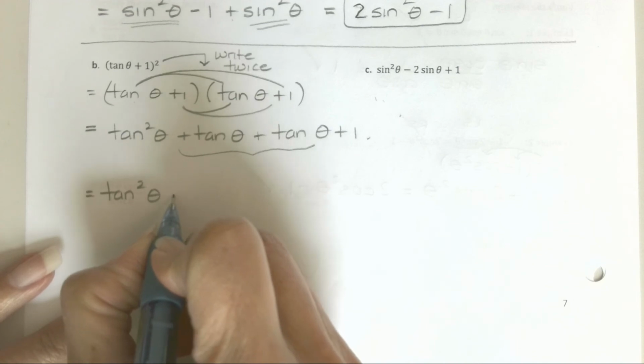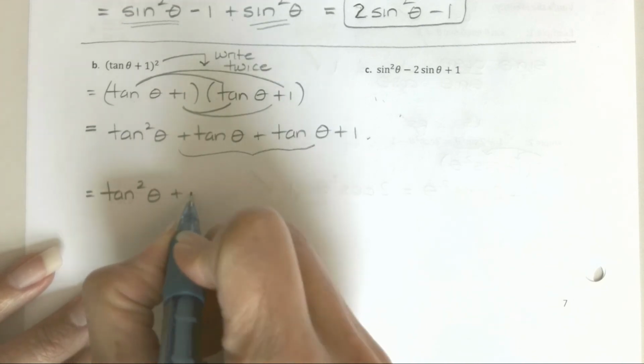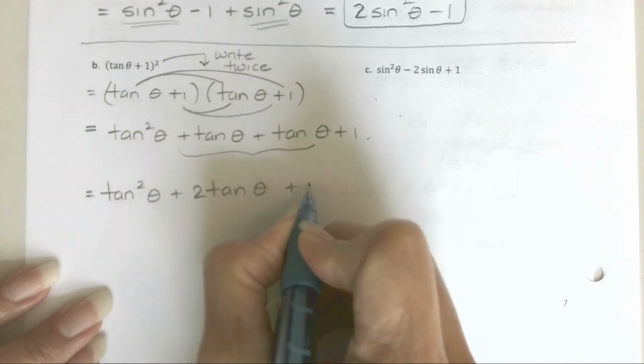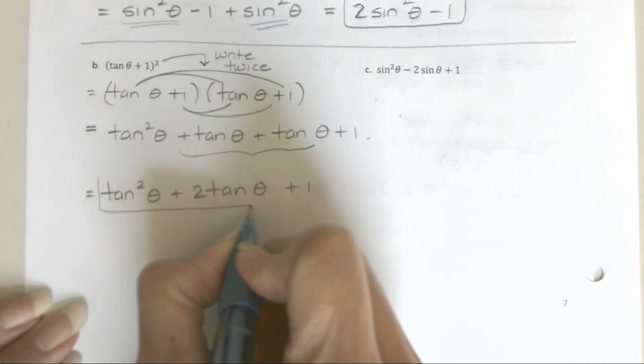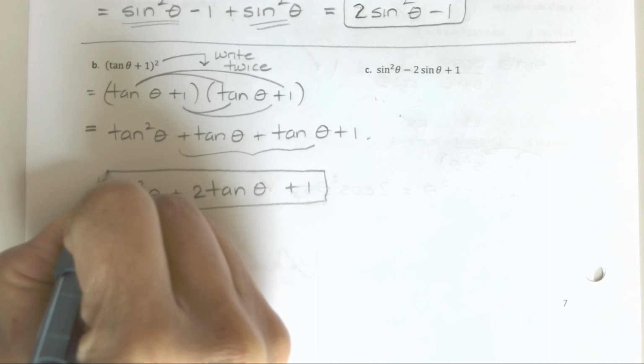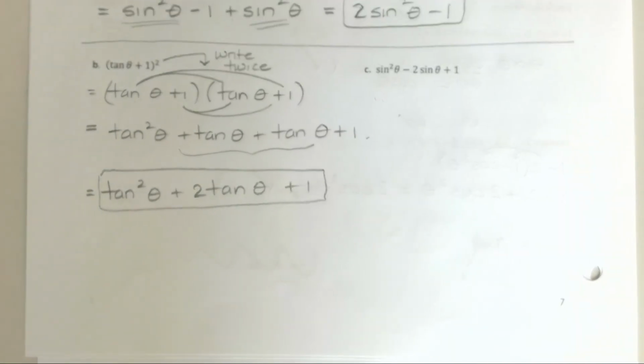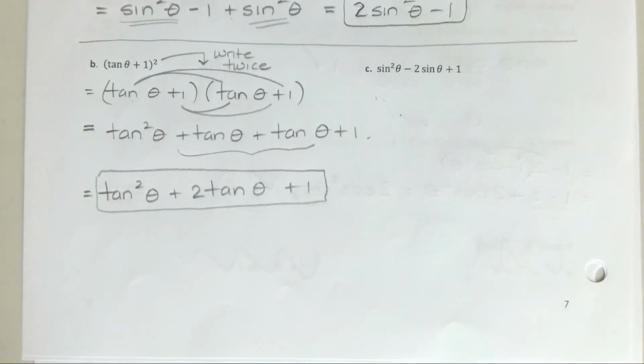Yep. A tan theta plus another tan theta, that makes 2 tan thetas. And you are done. Okay. So FOIL distribution, notice it's similar to when you guys are multiplying with variables. Nothing changes as far as your approach. And here's our very last problem.